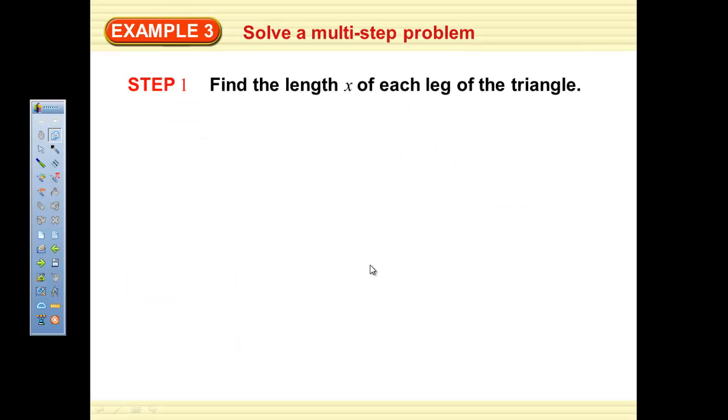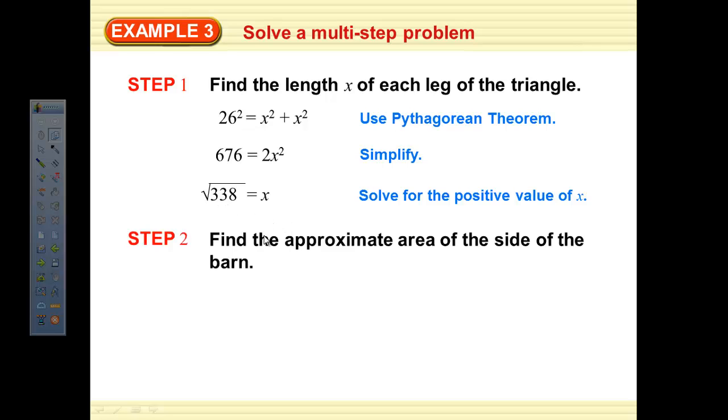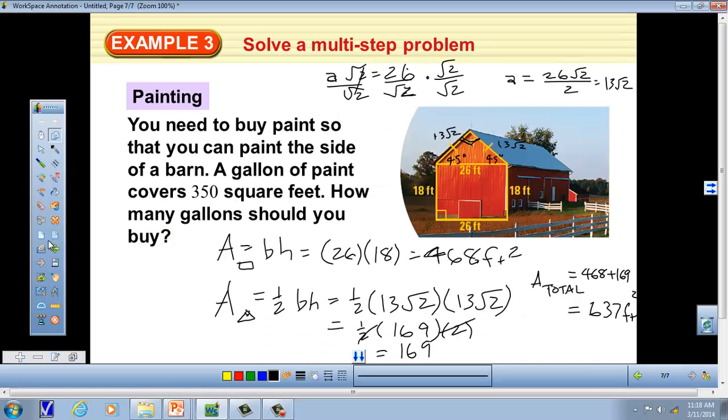So I'll show you what they did. We're finding the length of the triangle. They used Pythagorean theorem since the two sides are the same. Kind of a longer way to do it. And they didn't even simplify the radical. This would end up being 13 rad 2. And the area of the barn is the two together. So here's the area of the rectangle and the triangle. We end up with 637, which I believe is what I got. Yep, that's what I got as well.